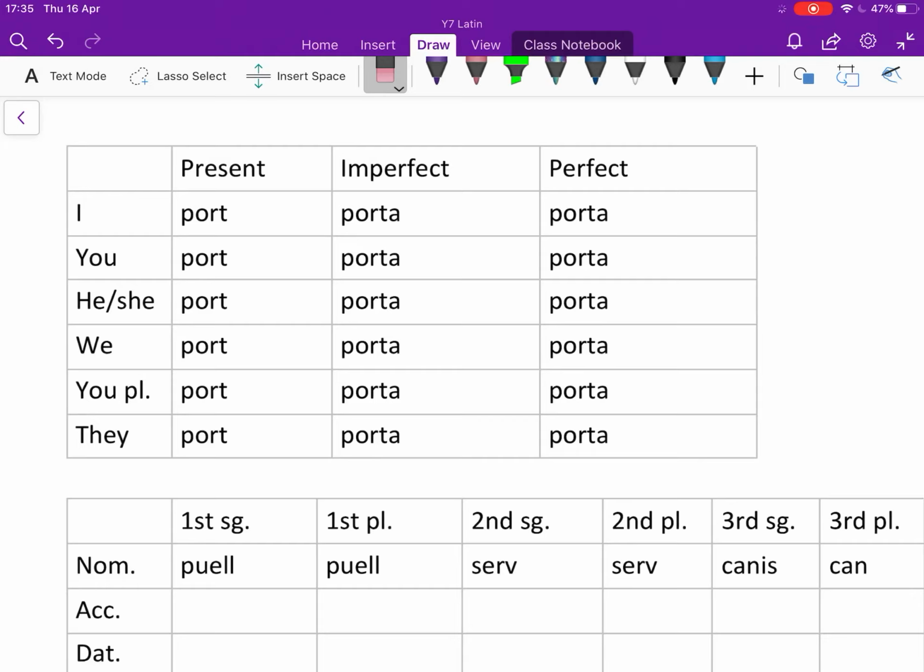So can you remember the endings for each person in the different tenses? If you want to pause the video now and test yourself, then feel free to go ahead. But I'm just going to run through all of those endings now.